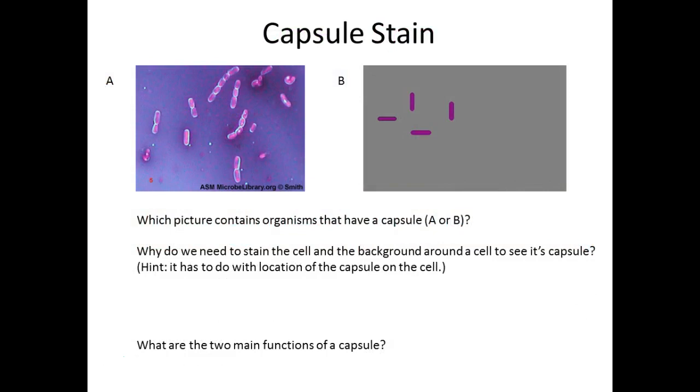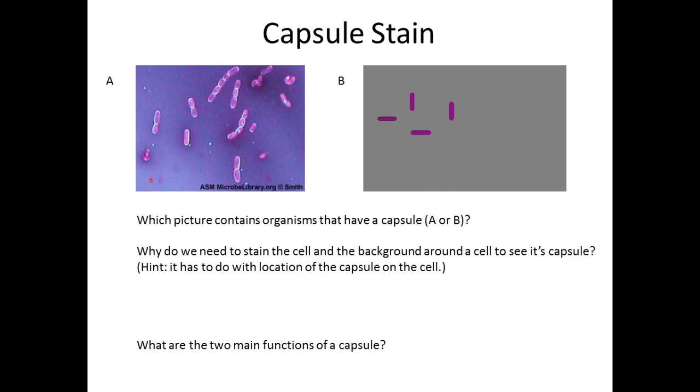So this is a capsule stain example. If I didn't tell you, how would you know that this was a capsule stain? You see the white halo, so you know that's a capsule. But what about this picture? Is there a capsule? No, A is the one that has the capsule. But how do you know that's a capsule stain?